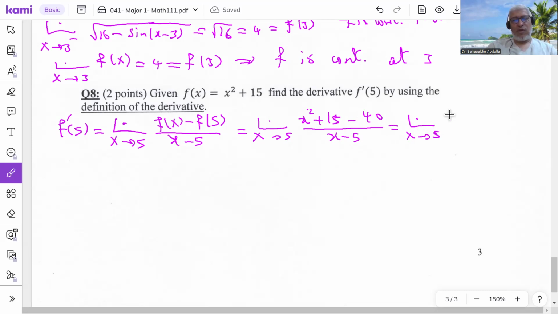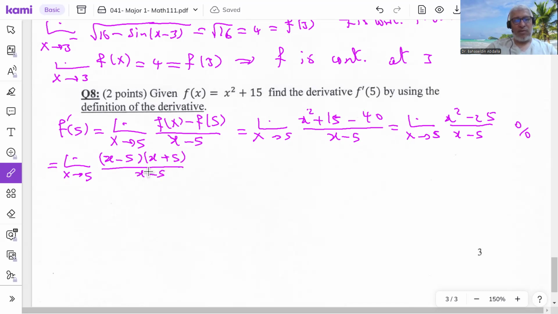So 15 minus 40 is 25. And if I replace x by 5 now, I'll have 0 over 0, so I need to factor. So x minus 5 times x plus 5 over x minus 5. Cancel x minus 5 with x minus 5 and replace x by 5, so the answer is 10. So f prime at 5 is 10.